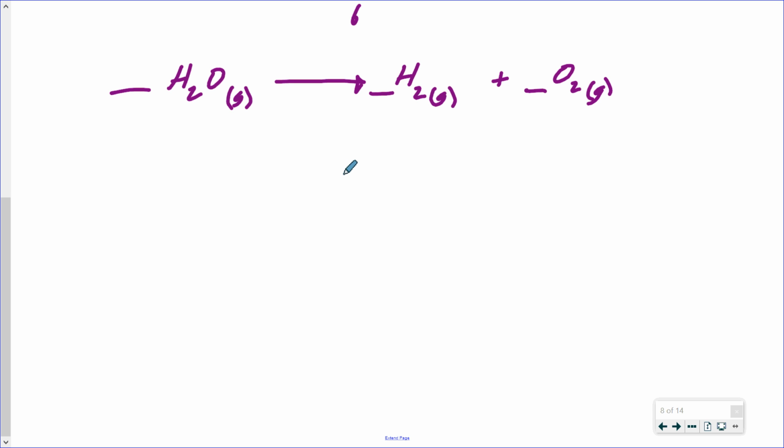Let's try and speed it up here a little bit. So H2O, we have 2 hydrogen on the left, 2 on the right. We have 1 oxygen on the left, 2 on the right. So we need to put a 2 in front. Now we have 2 oxygen on the left and 2 on the right. But now we have 2 times 2, 4 hydrogen on the left, so we need 4 on the right, so we just stick a 2 in front, and that's going to balance our decomposition reaction.